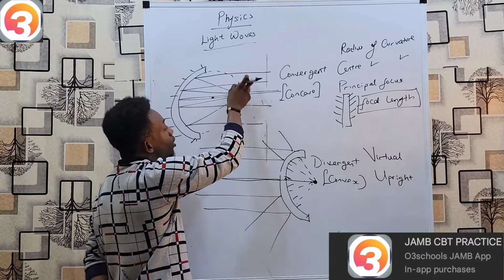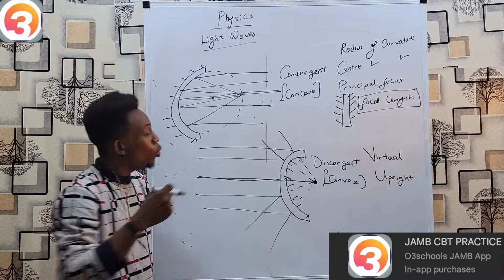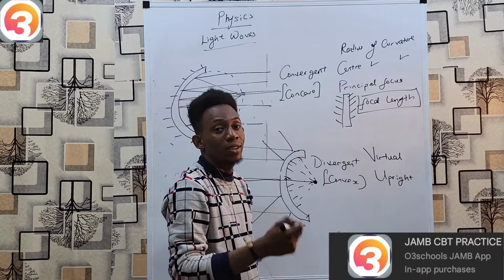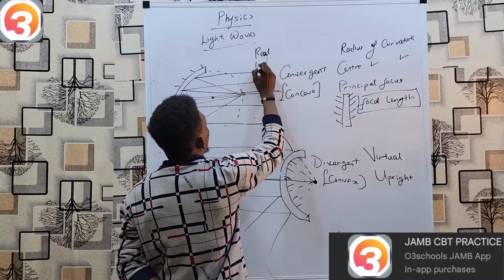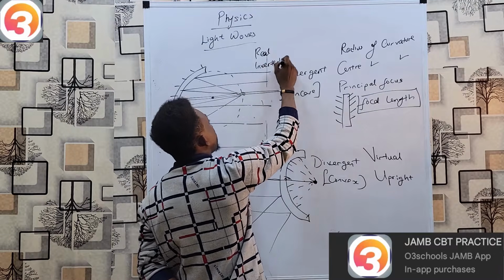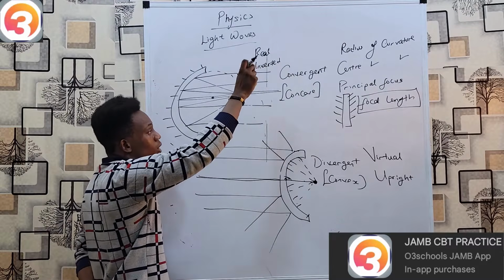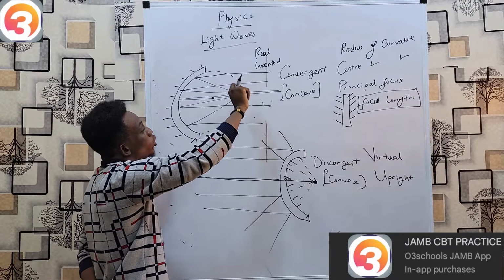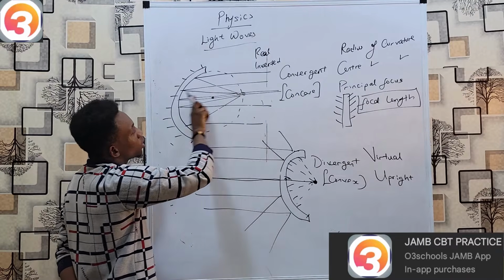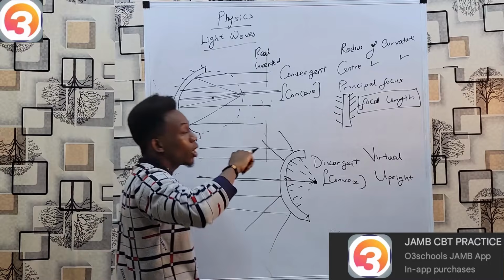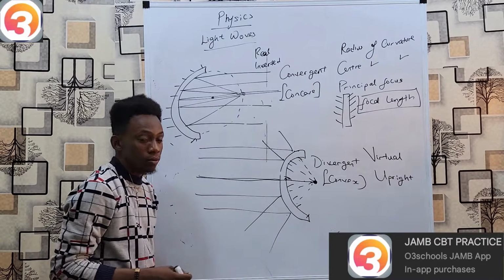However, with your convergent mirror, you can obtain both virtual images and real images. But keep in mind that real images are always inverted, that means upside down. So you obtain real images which are inverted, but in a special occasion, which is when your object happens to lie between the focus and the pole, you can obtain a virtual and upright image.